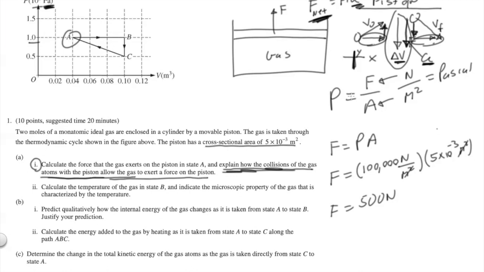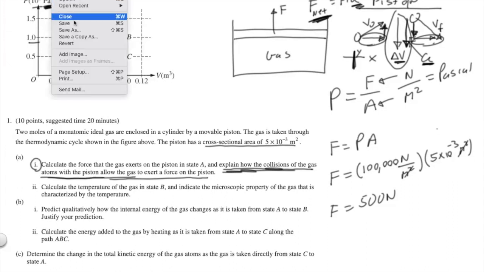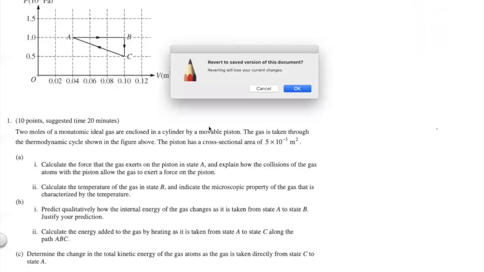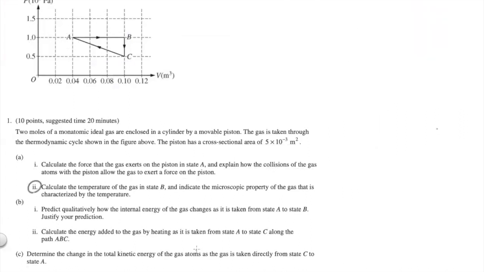Okay, let's go to the second question. We're calculating temperature here. This is really quick and easy. For this one, we're going to use the ideal gas law: PV equals nRT, solving for temperature. That's PV over nR. Really, the only thing you've got to be careful with here are the units. There are two versions of the gas constant, so make sure you're using the correct version.